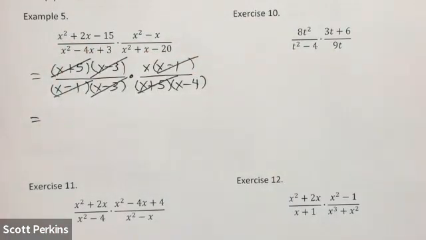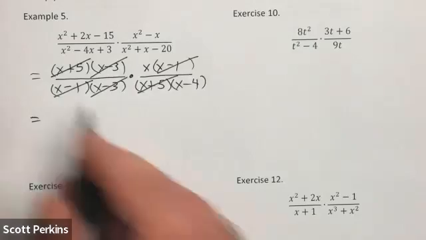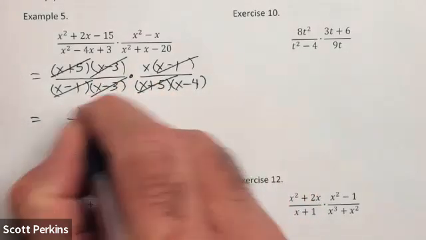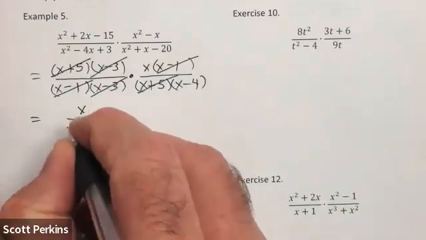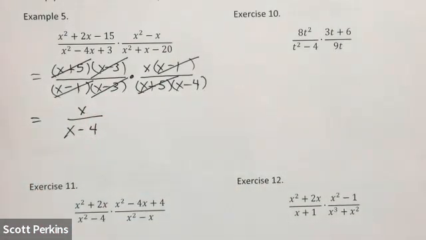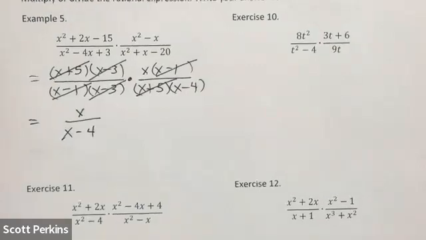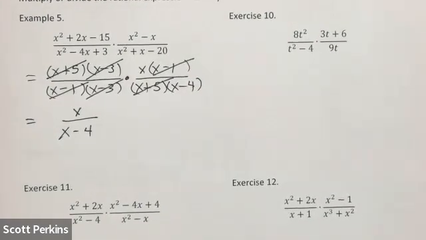Very satisfying to do all that canceling. And so then all that's left in the numerator is that x, and then all that's left in the denominator is the x minus 4, and we're done. Nothing else to do on that problem. We did enough work. We wouldn't want to do anything else.